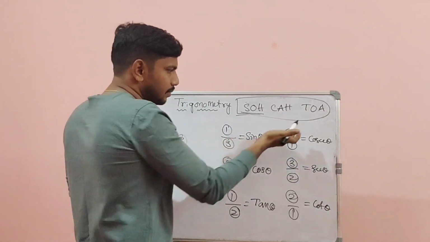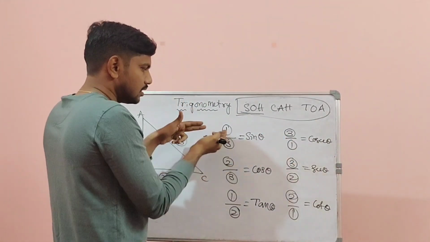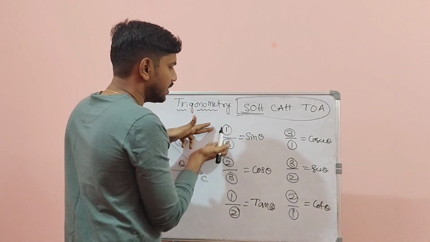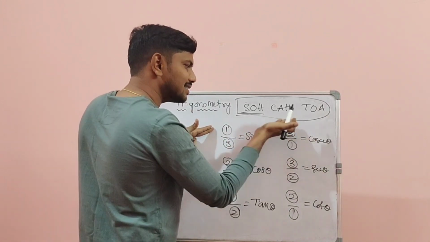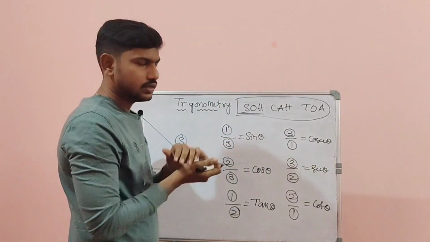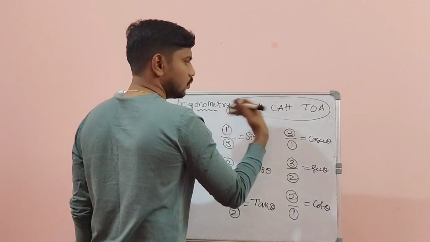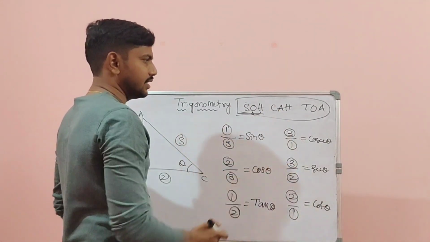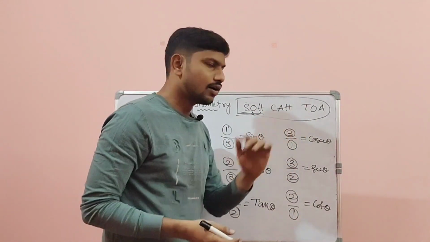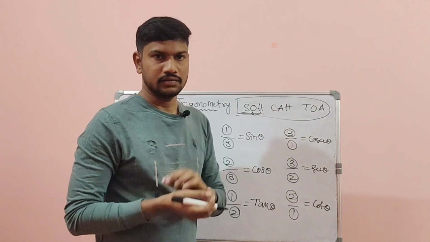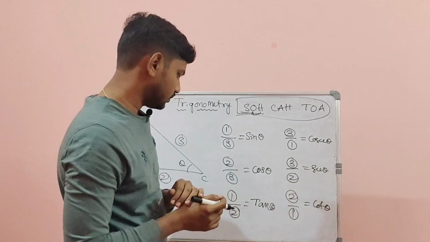Now how can I remember these reciprocals? Very simple. Sine is reciprocal to cosecant. Sine is opposite by hypotenuse, but cosecant is hypotenuse by opposite side. So it is reversed, and we can write this reverse as HO. Cos reciprocal is secant, so write it as HA. Tan is the reciprocal of cot, so we write AO. It's pretty simple, right?